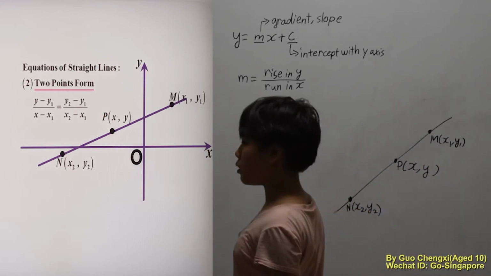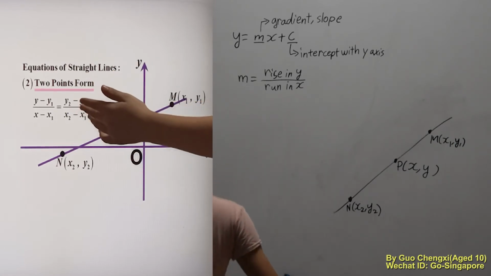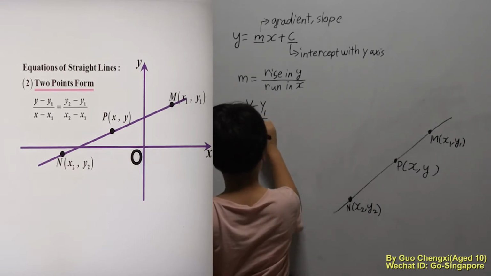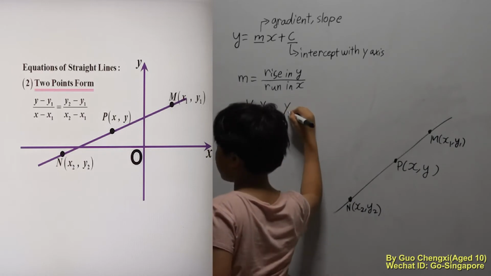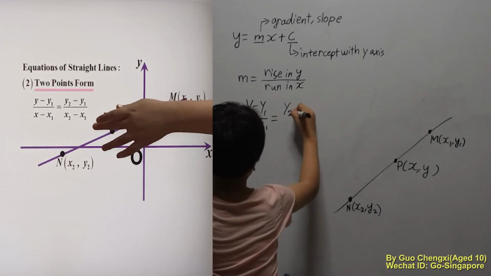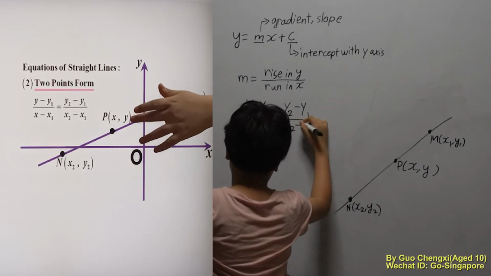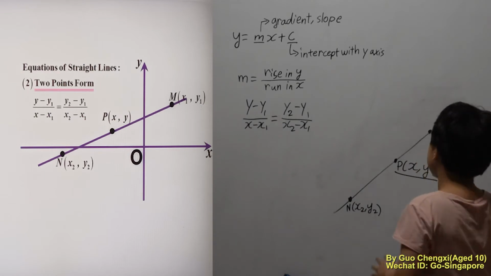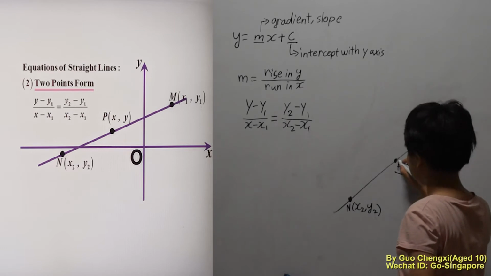But wait, what's so special about this? Anyways, you can find the m by using this part. So y minus y1 over x minus x1 also equals y2 minus y1 over x2 minus x1. But wait, what's so special about this one? These two are fixed over here, okay? But what's so special about this part?